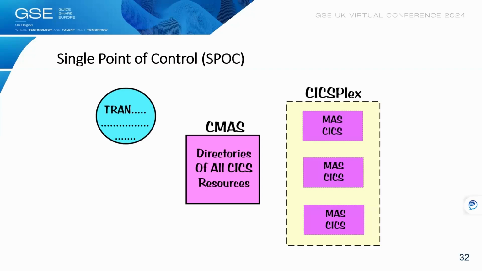You issue the command through the WUI. The CMAS has a directory of all the CICS resources. And based on that, it knows where to issue the command. So for example, if I were to issue the command that's equivalent to CEMT inquire tran AB asterisk, and this region here in the middle doesn't have any transactions that start with AB asterisk, the CMAS is clever enough not to issue the CEMT command on your behalf in that region, right? So it's quite efficient in the way it works.